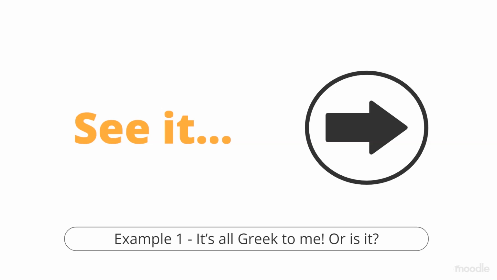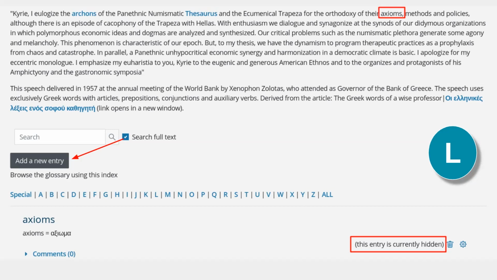If you want to see the example in the course, please check section 1, formative assessment numerical scale, and the glossary entitled "It's All Greek to Me," or is it? Now, this glossary is a stimulating activity in a Learn Greek linguistic course for American university students. So learners have to add a new entry from the passage provided by the teacher and write its definition. Since the entries require approval, learners will see the message that this entry is currently hidden until the teacher approves them.